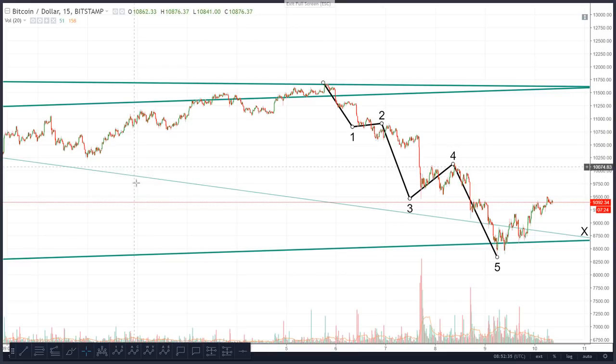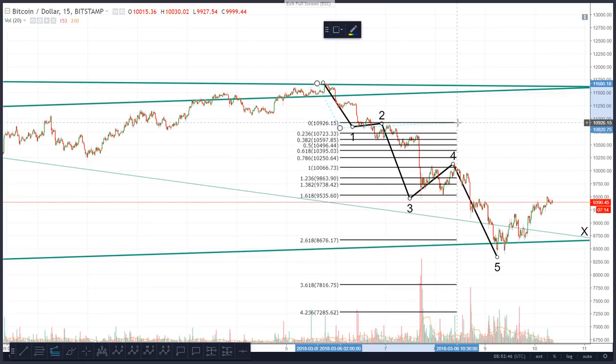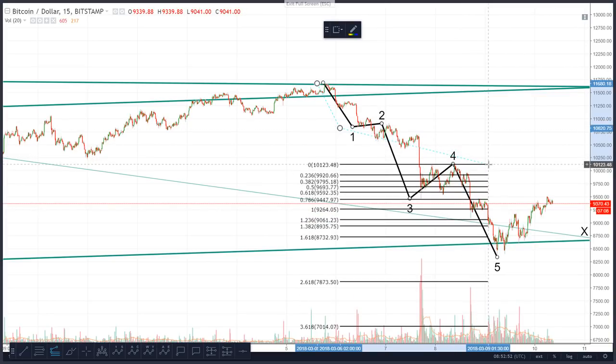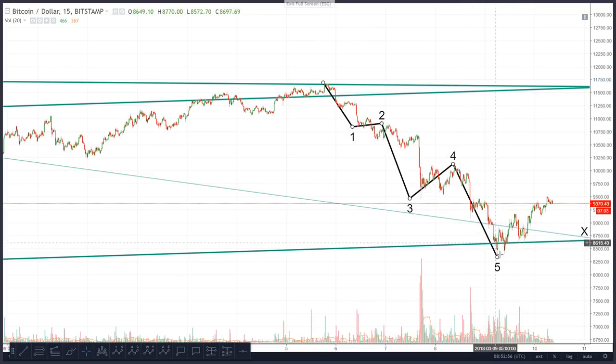Now just to confirm, let's have a look at our fib extensions. So if that's wave 1 finishing there, wave 3 was a 1.618 extension of wave 1, and what I got for wave 5, there's lots of different targets for wave 5.